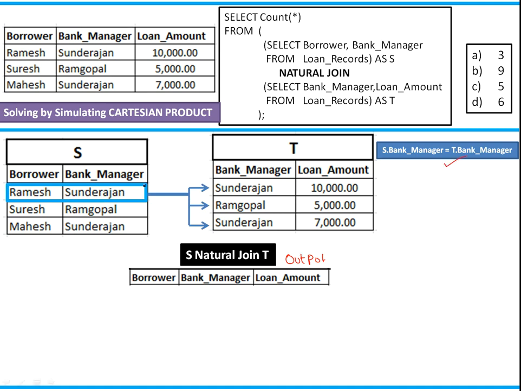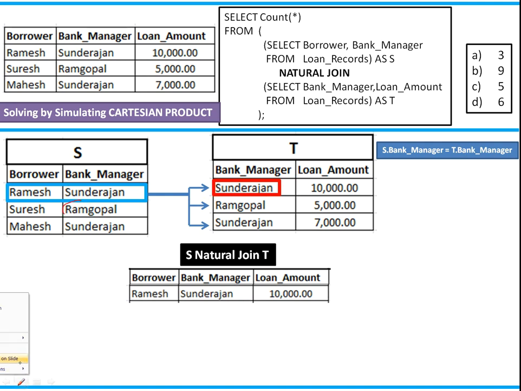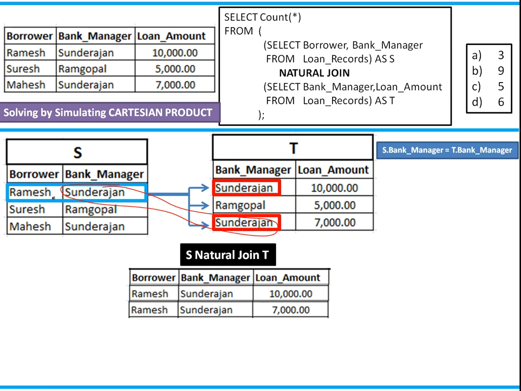Yes, matched. First sample matched. Very good. Second sample not matched. Remove it. Third sample, yes, matched. That means 3 rows processed and 2 rows selected. Now this row is already joined with all 3 rows. Next, take this, join with all. First sample not matched. Remove it.